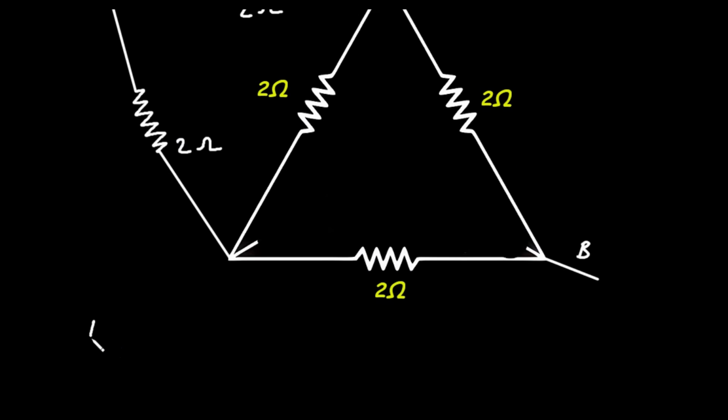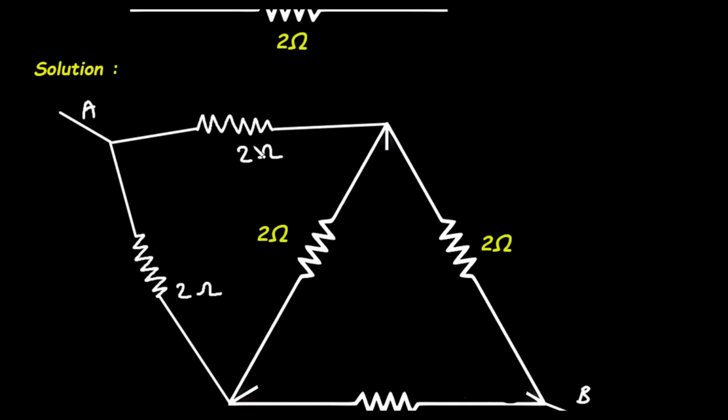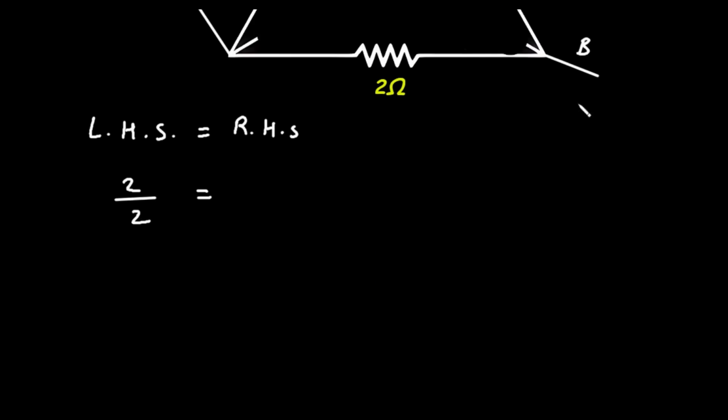So we have to check whether LHS is equal to RHS. On LHS it will be 2 divided by 2, which is equal to 2 divided by 2 on the RHS. So both are the same, here 1 and here also 1.